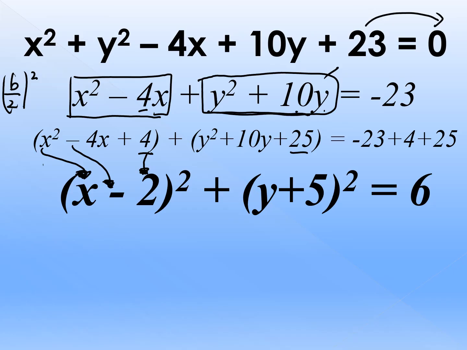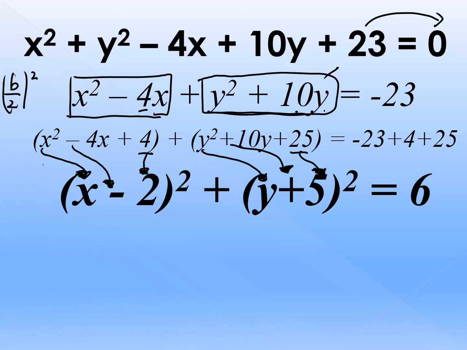Next is getting the square root of y squared, we have y. Getting the square root of 25, we have 5. And then copying the sign of the middle term, which is positive. So from that, we have quantity y plus 5 squared, and then is equal to negative 23 plus 4 plus 25 is equal to 6. So therefore, this is our standard form of the equation of a circle. Quantity x minus 2 squared plus quantity y plus 5 squared is equal to 6.